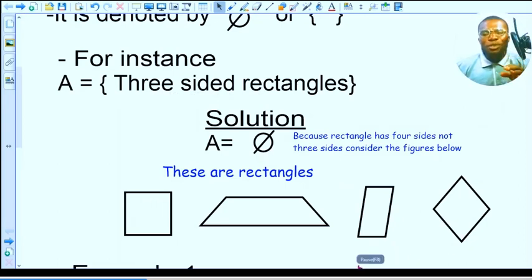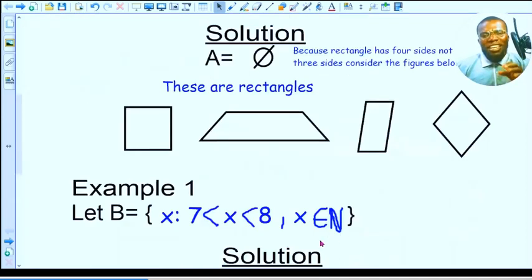Now let us continue with other examples. Here is another example. Let's say set B contains numbers. Let set B contain the elements x, where x are all values from 7 up to 8. But remember, x is an element of natural numbers.